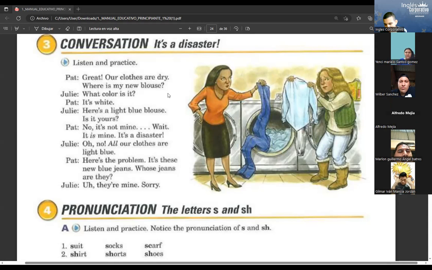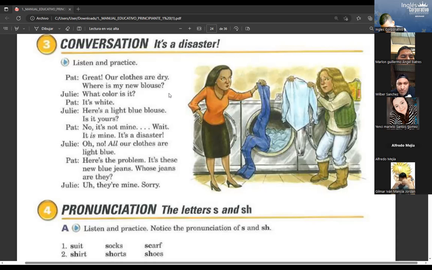Great. Our clothes are dry. Where is my new blouse? What color is it? It's white. It's a light blue blouse. Is it yours? No, it's not mine. It is mine. It's a disaster. Oh no, our clothes are light blue.